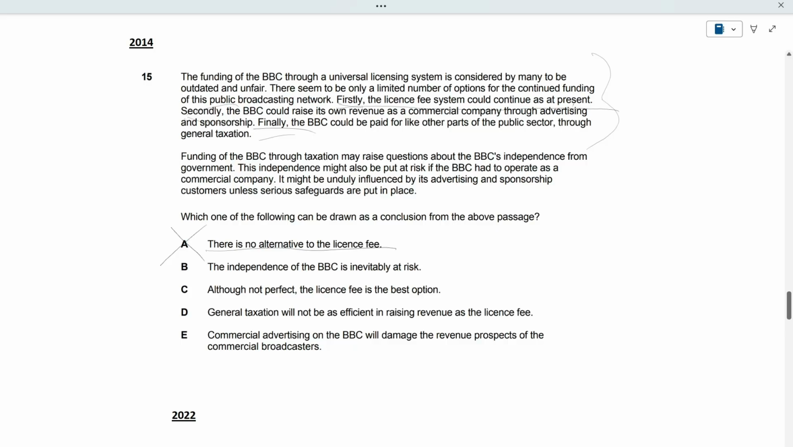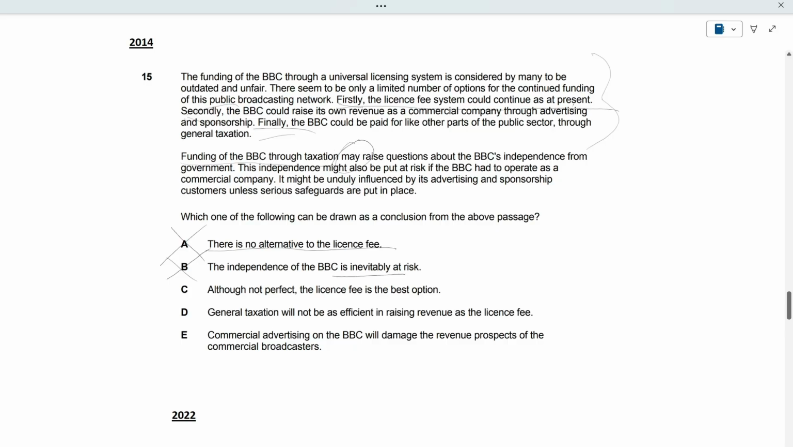B, the independence of the BBC is inevitably at risk. Again, it's too affirmative. It is inevitably at risk. What it actually says is funding of the BBC through taxation, if it were to happen, because this has not happened yet, may, also a conditional, raise questions.